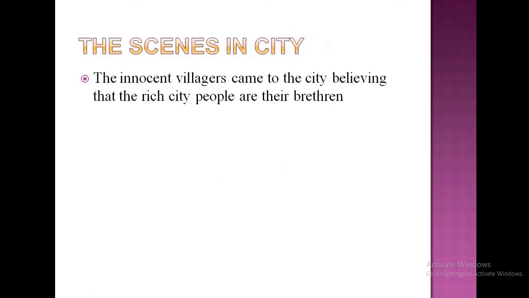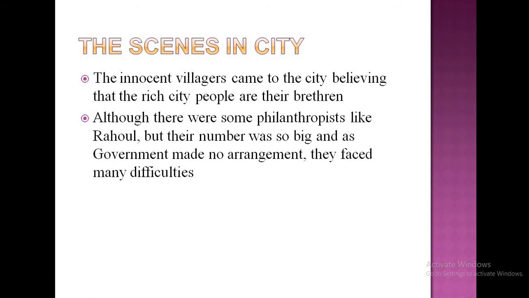And in the city, when they arrive, the city is filled with such people. So there are various scenes in the city. The innocent villagers have come to the city believing that the rich city people are their brothers, and they will definitely help their food-growing brothers, right? But they are mistaken, because although there are some philanthropists like Rahul and many others, the number of these hungry people from the villages is so big, and the government has made no arrangement. These people faced many difficulties when they arrived in the city.